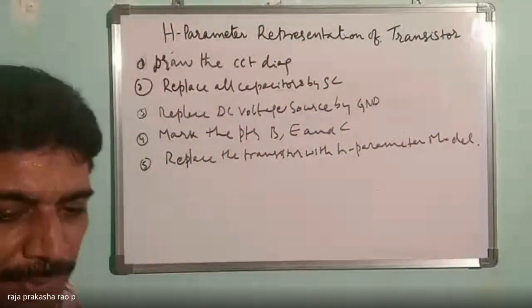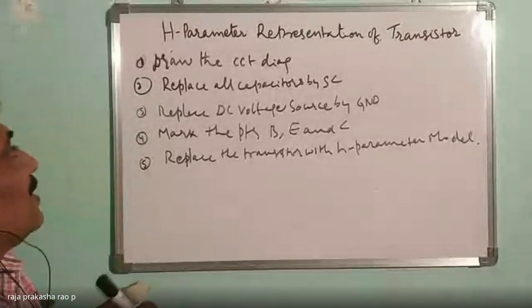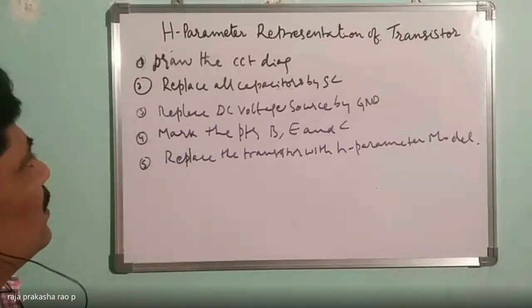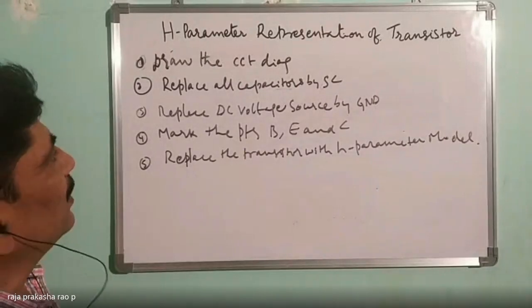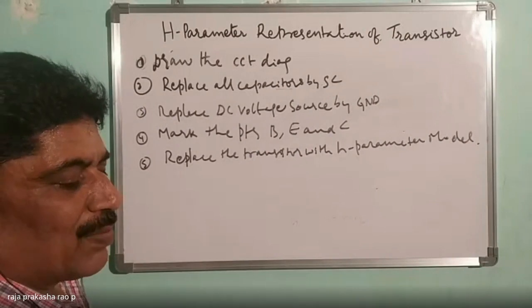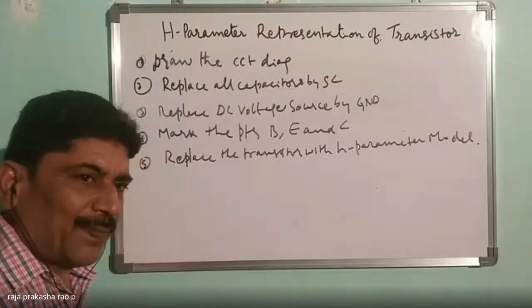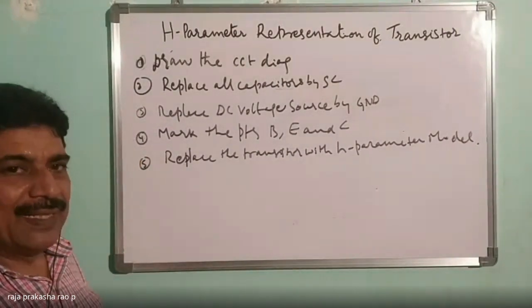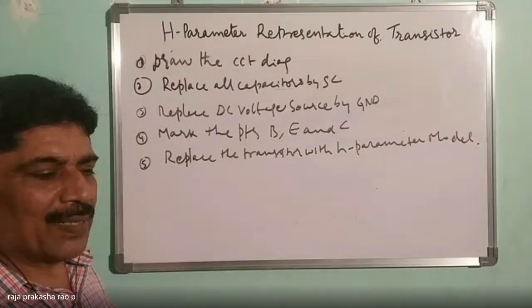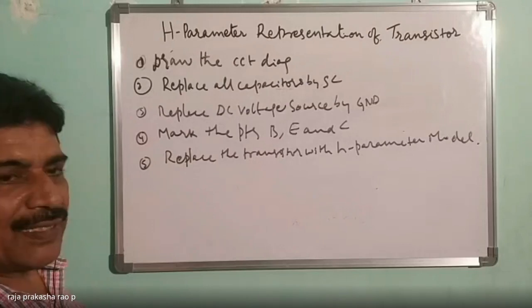Let us consider an example now. So these steps you just remember. The first step is you have to draw the circuit as it is, and then replace all capacitors and all voltage sources, and then mark the transistor terminals, that is B, E, and C. After marking, you replace the transistor by the H parameter model, and then analyze the circuit.